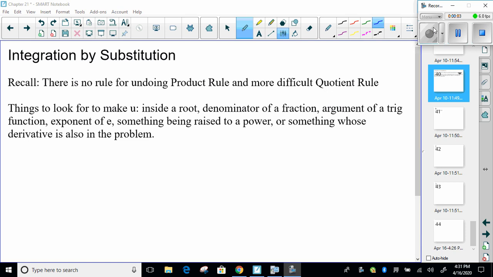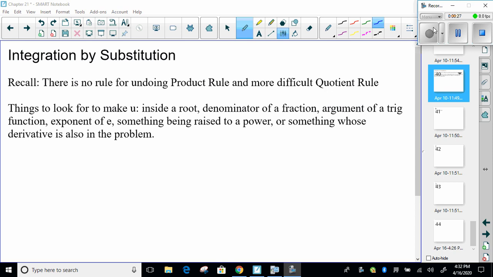Up until now, we had to be really careful about what types of functions we could integrate, because there is no way to undo a product rule. And even harder, how do we undo a quotient rule? So there are some different things you can look for that might have to do with multiplication or division, if we can't just simplify it before we try to integrate.